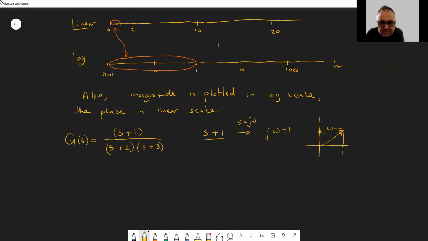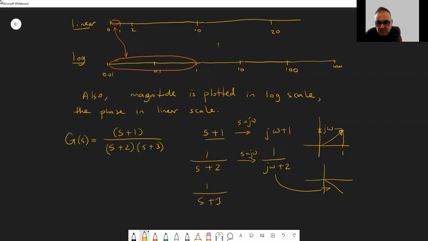1 over s plus 2 is like that. Again, by s equals j omega, you have 1 over j omega plus 2. You multiply it by its conjugate, etc. Again, you get another complex number, something like this. It will have a negative part. So this will be, again, a complex number. Again, 1 over s plus 3 will be a complex number like that one or something. So each of these are complex numbers, okay?